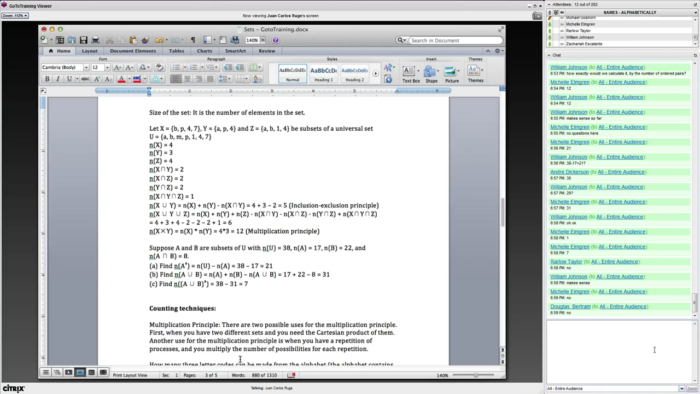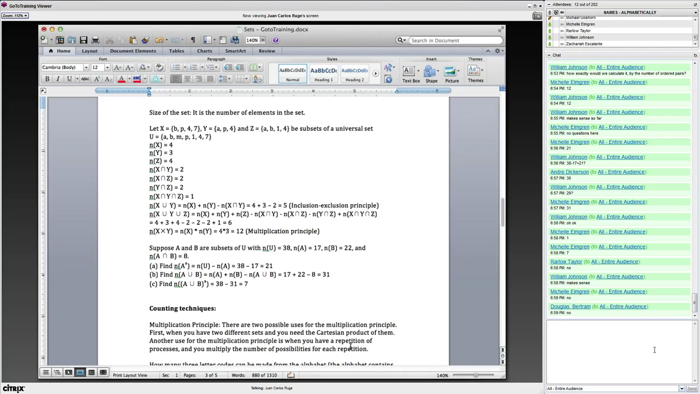However, in the first one, we're saying the number of elements in the set, but actually, it is the number of possible ways to get an element from the first set multiplied by the number of elements that you have in the second set. Here, we're talking about the repetition in the process, so each possibility is the number of possibilities in each part of the process, in each stage.